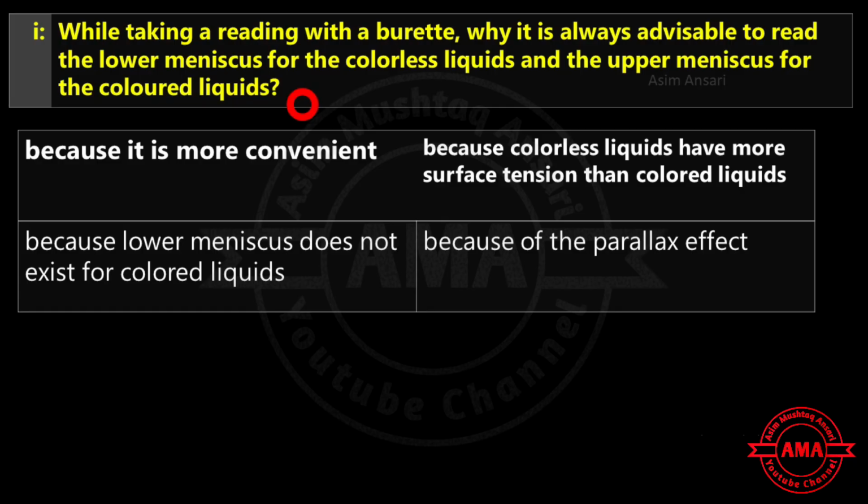First MCQ is: why, while taking a reading with a burette, is it always advisable to read the lower meniscus for the colorless liquid and the upper meniscus for the colored liquid? First option is because it is more convenient. Second option is because colorless liquids have more surface tension than colored liquids. Third option is because lower meniscus does not exist for colored liquid. And fourth option is because of the parallax effect.